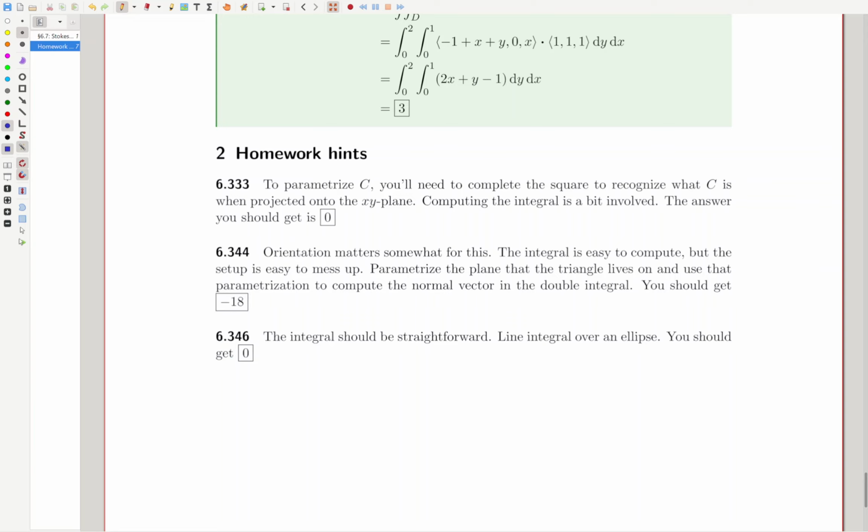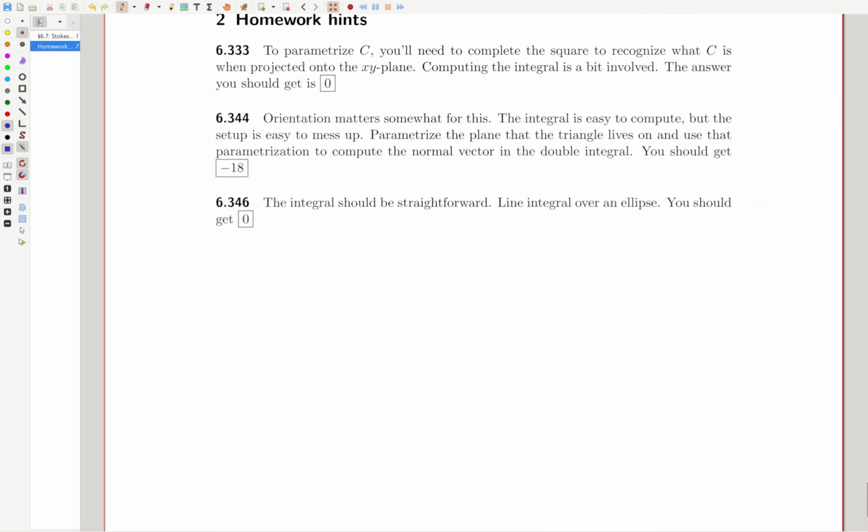This last one I think is straightforward, actually. It's not a big deal at all. As long as you know how to parameterize an ellipse given the implicit form of an ellipse, that's all it involves, really. So that should be pretty good. All right, that's it.